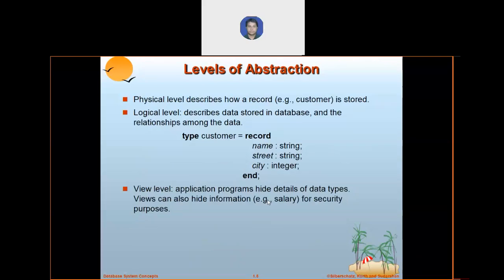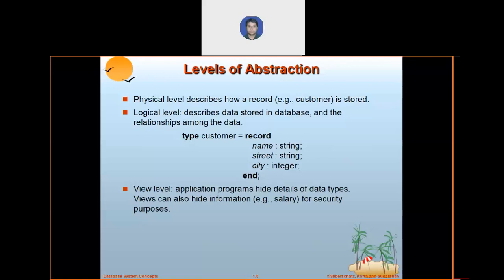The next is level of abstraction. As you know, a database system is a collection of interrelated data and a set of programs to allow users to access and modify this data. And this is a huge database. When we talk about a huge database, there must always be complexity, meaning our database is very complex.